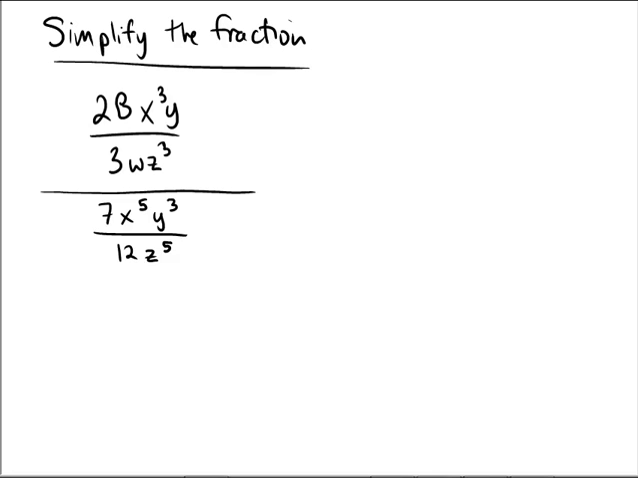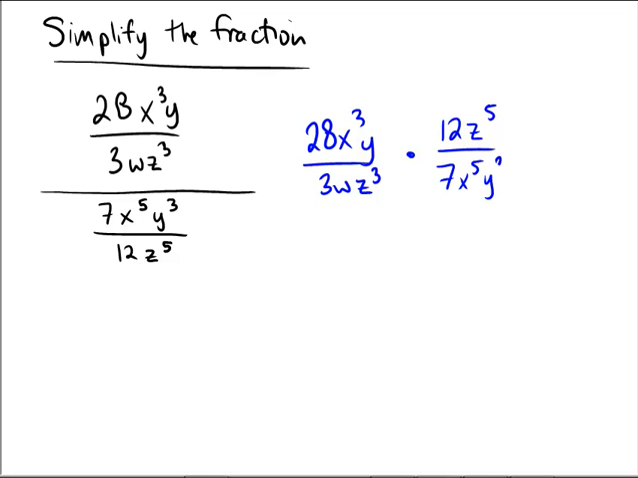28x cubed y over 3wz cubed, all over 7x to the fifth y cubed over 12z to the fifth. Wow, okay. Well, we're dividing fractions, so we're going to approach this by multiplying by the reciprocal of the second number, right? So 28x cubed y over 3wz cubed multiplied by, instead of the bottom, we're going to take that bottom and perform a reciprocal on it. So the 12z to the fifth becomes the numerator, and the 7x to the fifth y cubed becomes the denominator. So we're multiplying by the reciprocal of the second number, the one we're dividing by.